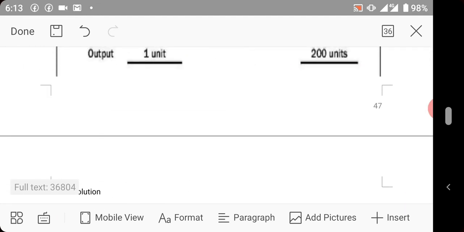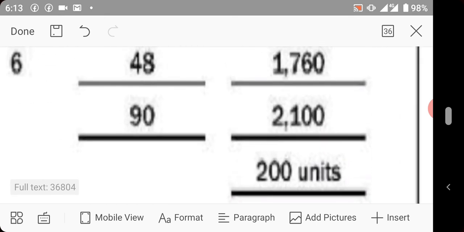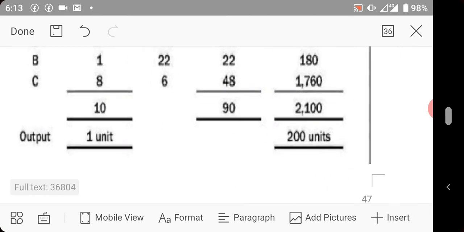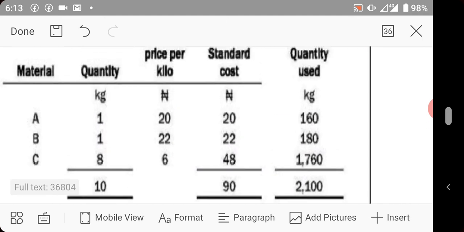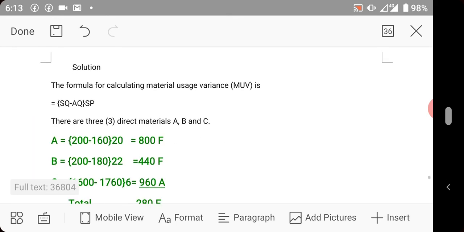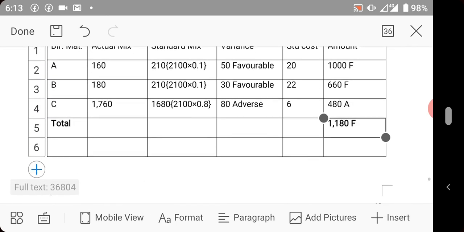You now apply it on the actual unit. That is why it's called standard units. So the standard quantity, standard mix on actual quantity. So this is the actual quantity used, and the standard mix is these ratios. And our actual quantity on actual units is all this, which will still give you 2,100.